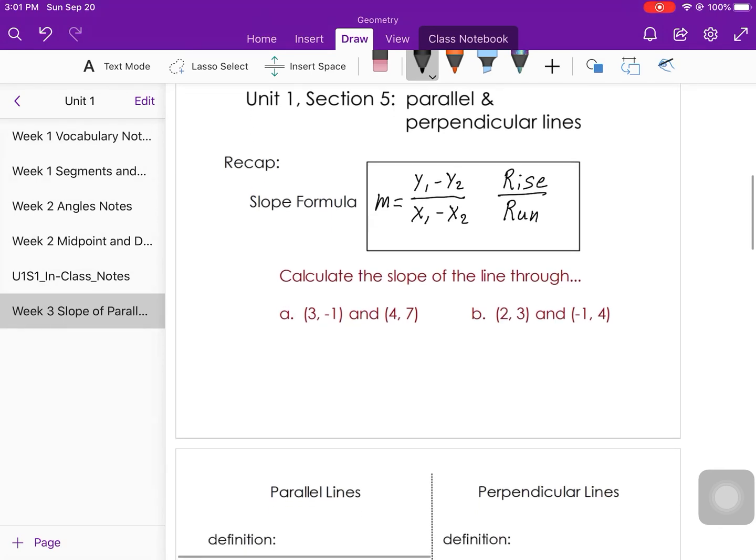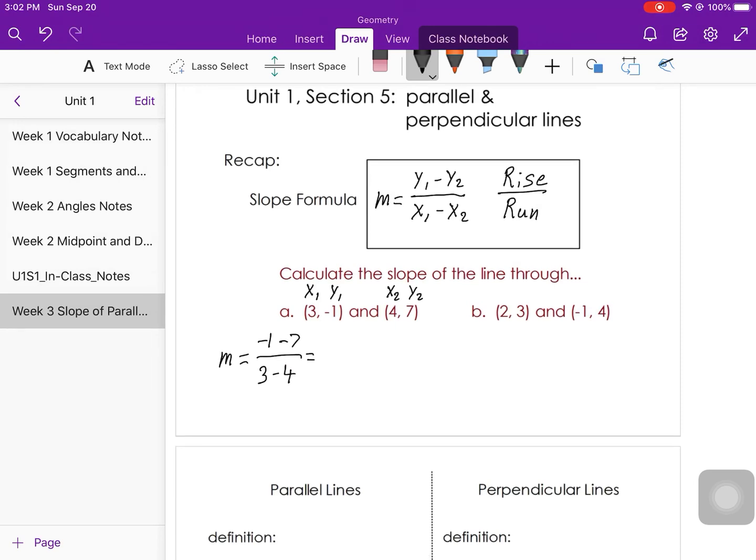So how we use this is, just like with the distance and midpoint formula, we're going to have 2 points, just like here in A. We're going to call them x1, y1, x2, y2, and then we're just going to plug them into our formula. So m equals y1 minus y2 is negative 1 minus 7. And then we got 3 minus 4. Okay? So the top part, negative 1 minus 7 is going to be negative 8. And then 3 minus 4 is going to give us negative 1. Negative 8 divided by negative 1 gives us positive 8.